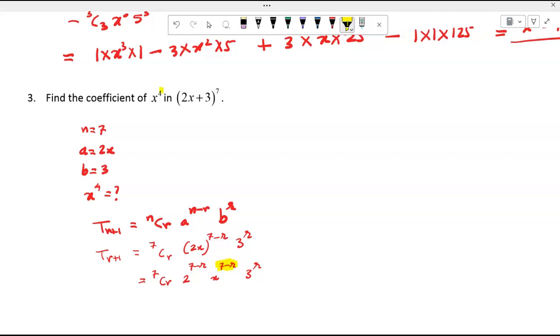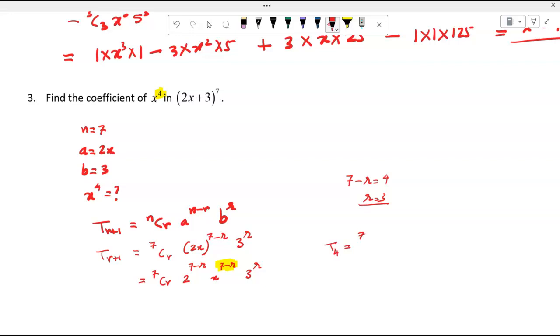7 minus r. What do you want the power of x to be? 4. So what should your r be? 7 minus r is equal to 4, sorry. So r should be 3. So that means this is the fourth term.